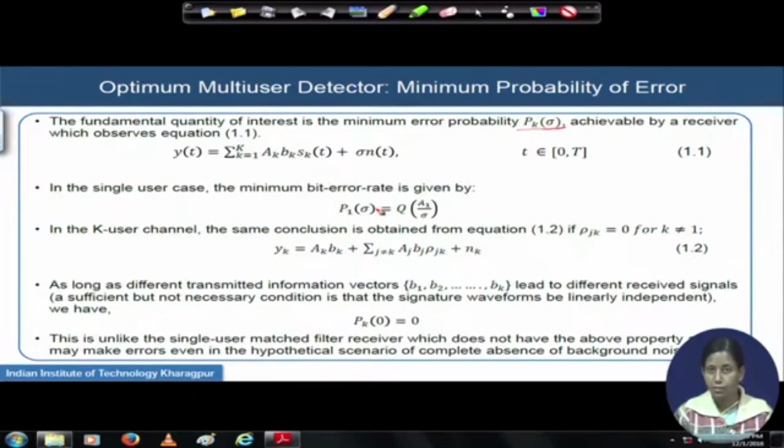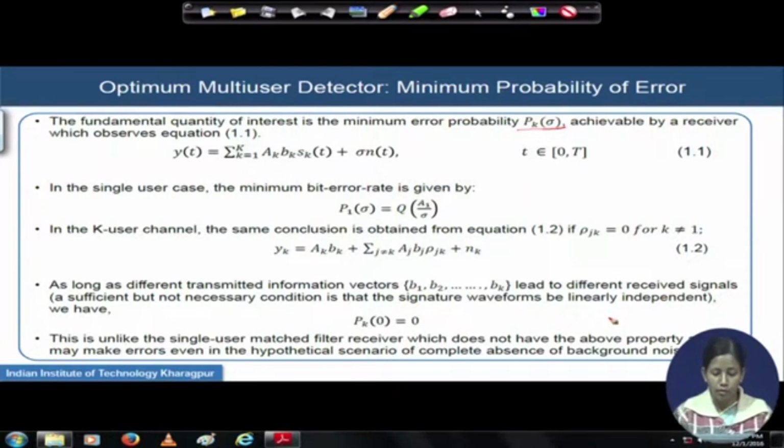In practice, that is not the case. In practice, you have to deal with this whole expression, where rho_jk will have some specific value between 0 and 1. And as long as the different transmitted information vectors, that is b_1 to b_K coming from the different users, lead to different received signals.